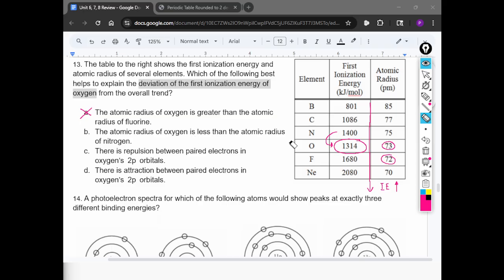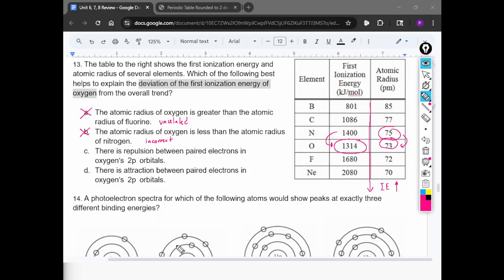Atomic radius of oxygen is less than the atomic radius of nitrogen. Okay, so we're looking at these two, and this is true. But if the radius is smaller, what does it mean about the ionization energy? It's going to be greater, right? But that's not the case here, because oxygen is smaller, but it's easier to take off an electron. So this option makes no sense. I guess the reason why A is not correct is because it is unrelated to the trend. This one right here is just incorrect.